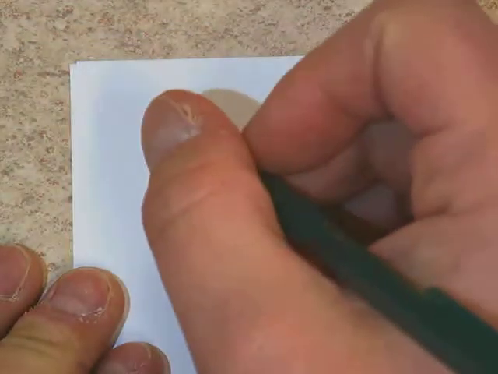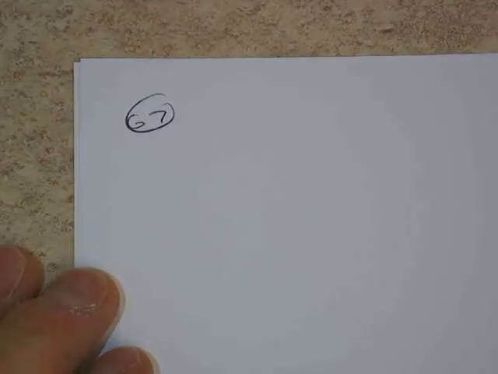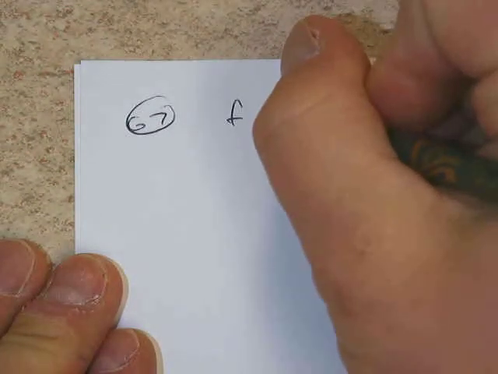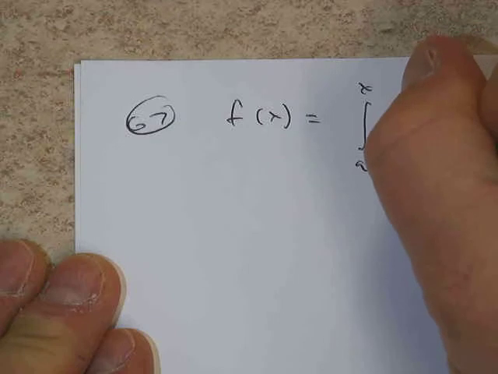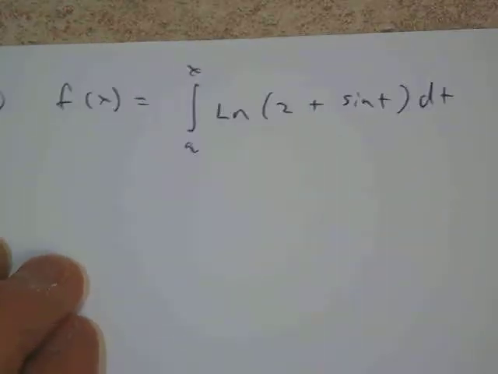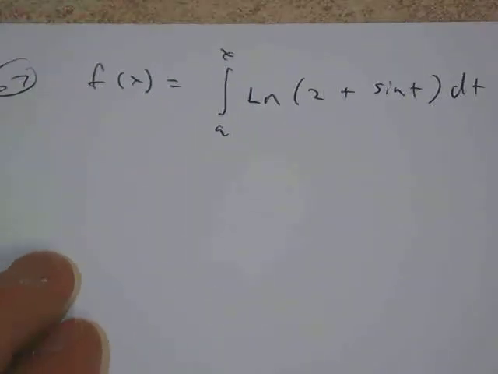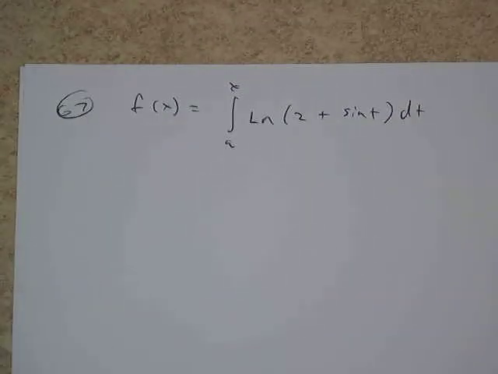Okay, so questions are 60 what? Alright, so on 67 we have this f function. It's defined as the integral from a to x of ln of 2 plus sine t dt, and it says that our f of 3 is equal to 4, and we want to find f of 5.